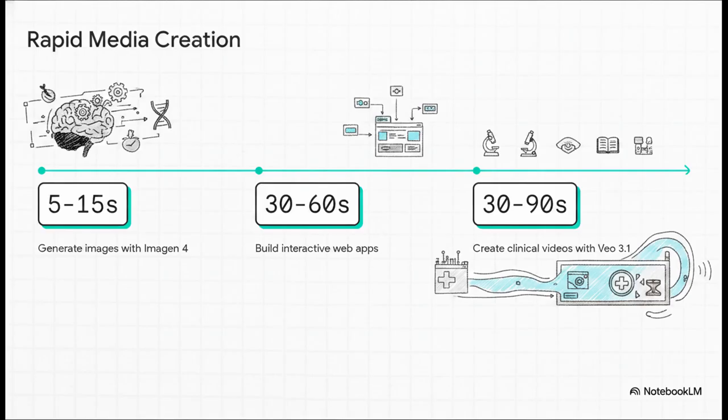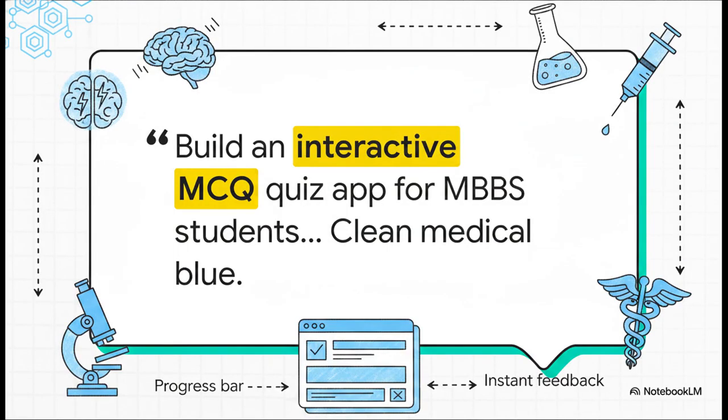Using the Imagen 4 model, you can generate high-quality educational diagrams in literally 5 to 15 seconds. The Veo 3.1 model? It generates 8-second, high-def clinical video clips with audio in under 90 seconds. And, absolutely mind-blowing, you can generate fully functional web apps in under a minute. Check this out.